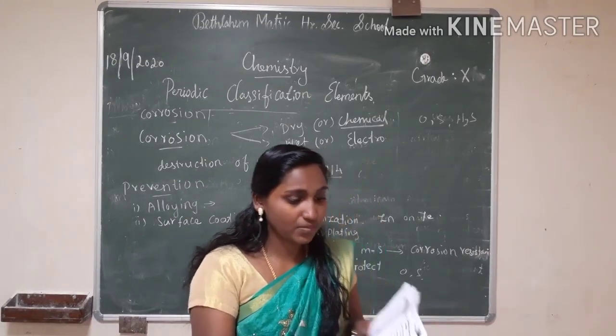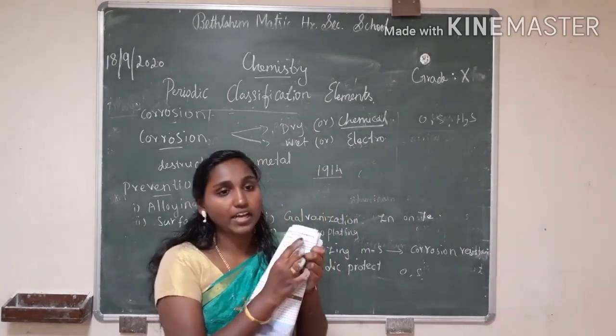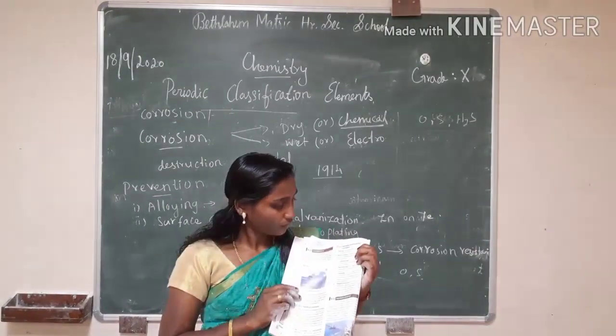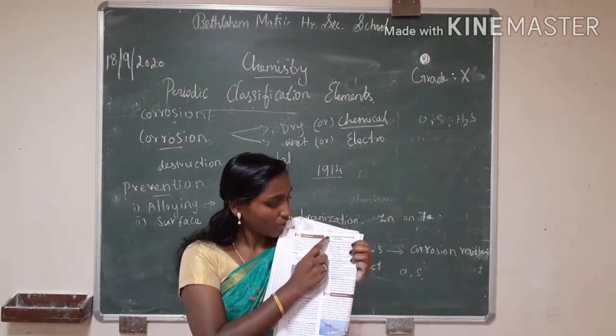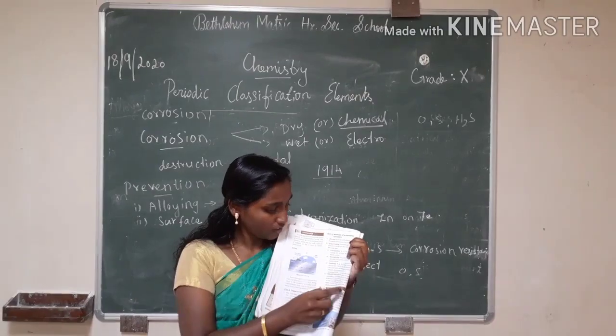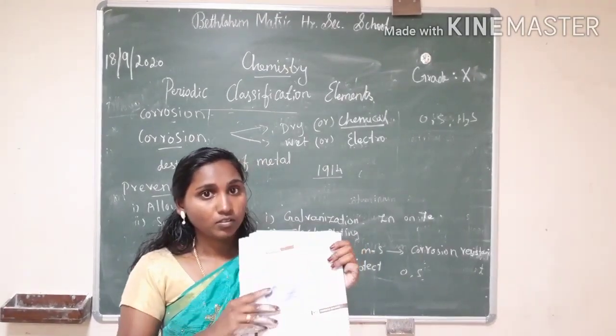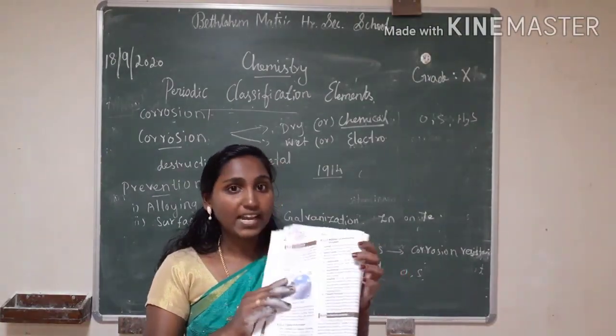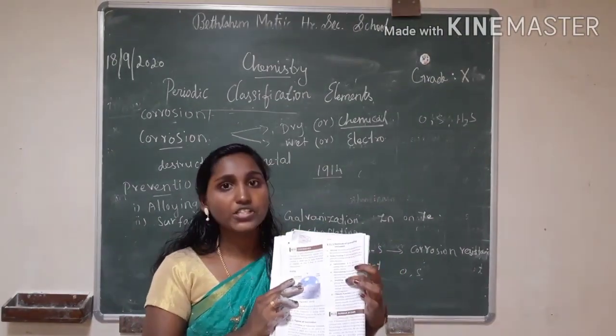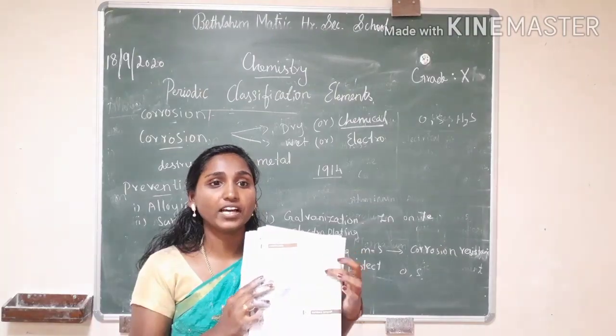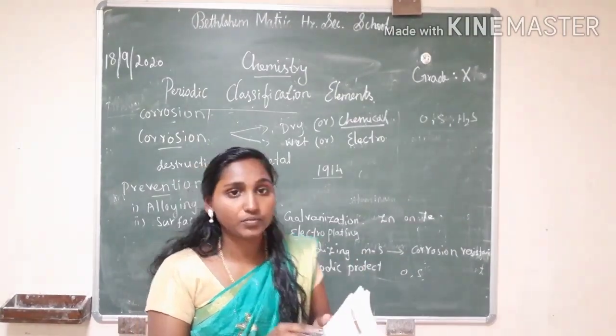Then take the next page. Write the methods of preventing corrosion. Mark from this first point, alloy, up to cathodic protection. Study well. Write this question in your note: methods of preventing corrosion. Write this in your note. Okay, thank you.